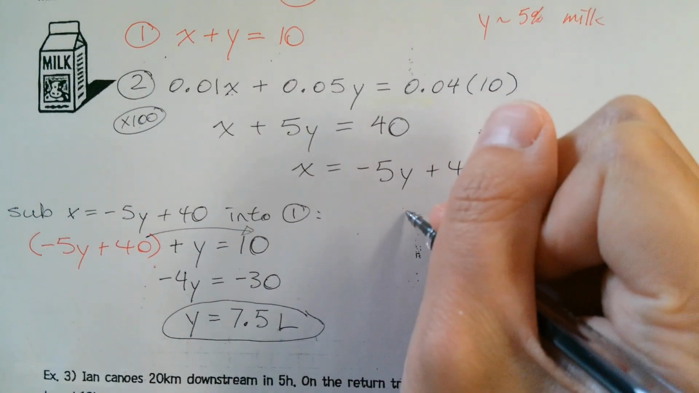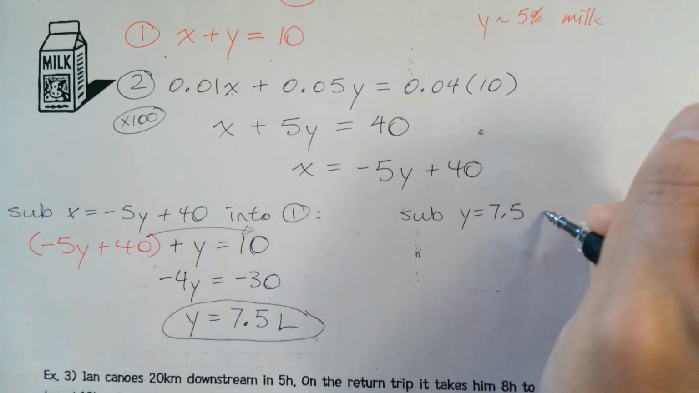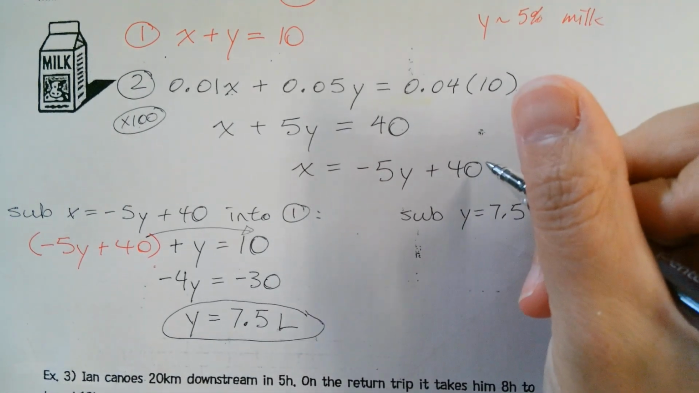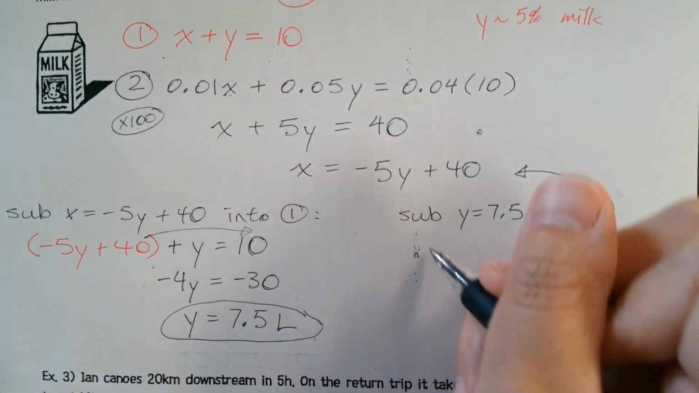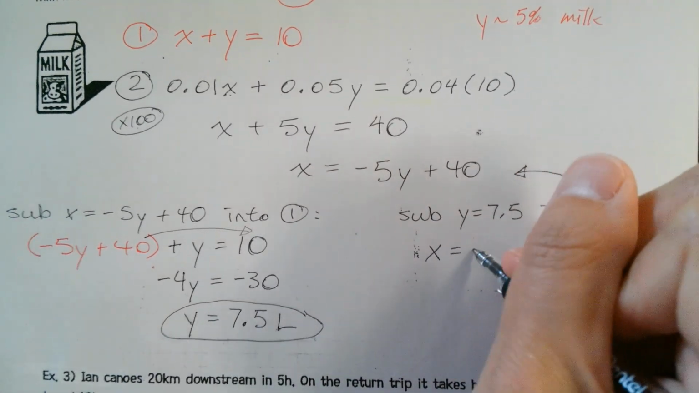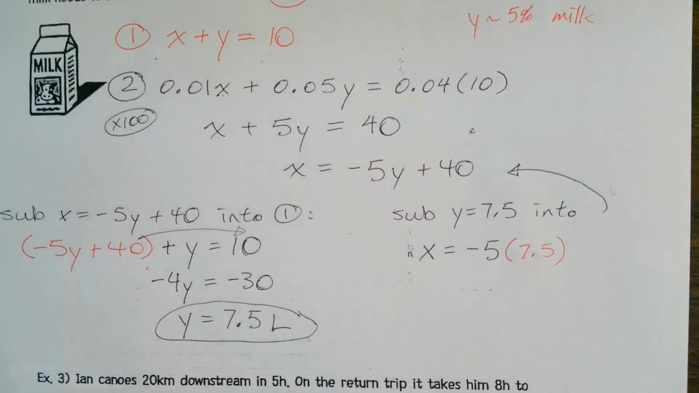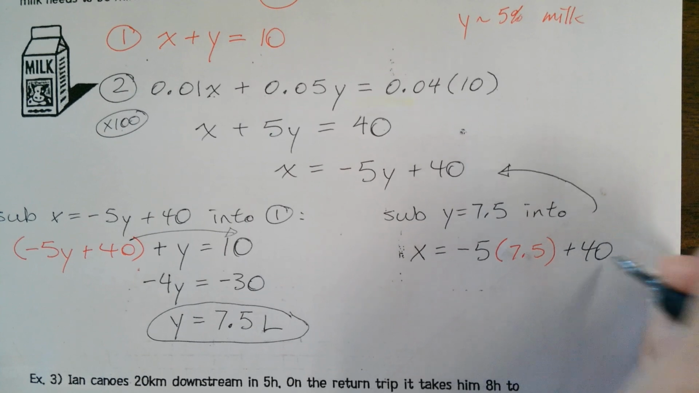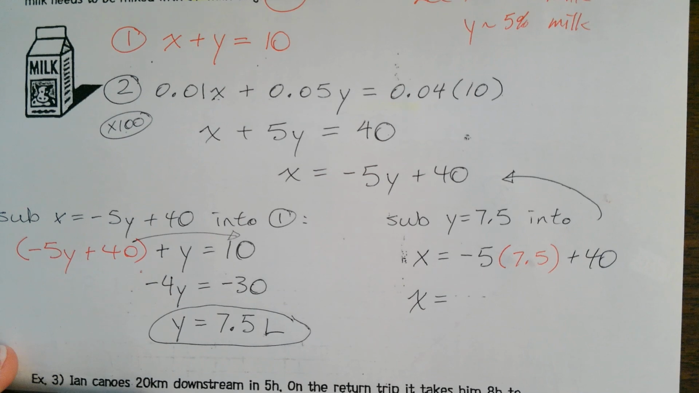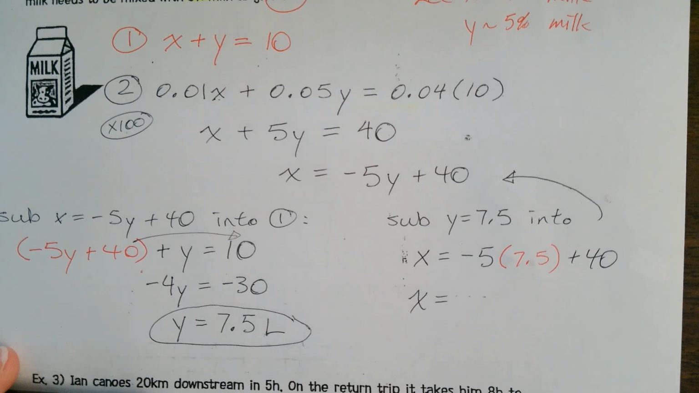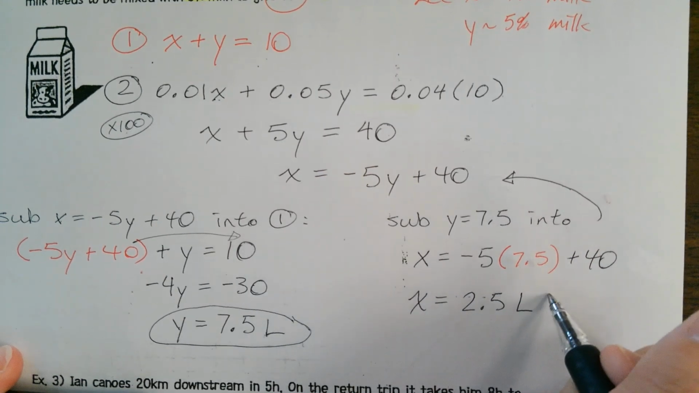And now that I have y, I'm going to substitute y equals 7.5 into this equation right here. So x equals negative 5 times 7.5 plus 40. And negative 5 times 7.5 plus 40, I get 2.5 liters.